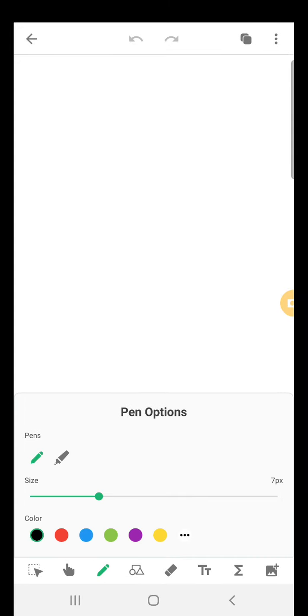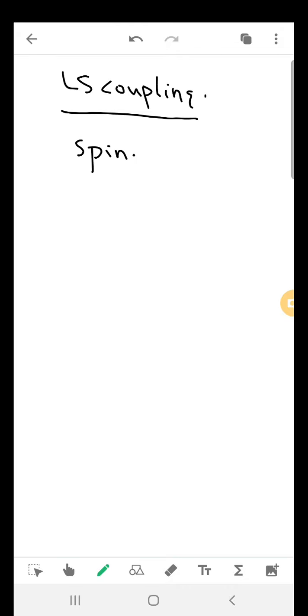Hello students, so in this lecture we shall be discussing about LS coupling or spin orbit coupling, and this is also called RS coupling, that stands for Russell-Saunders coupling.